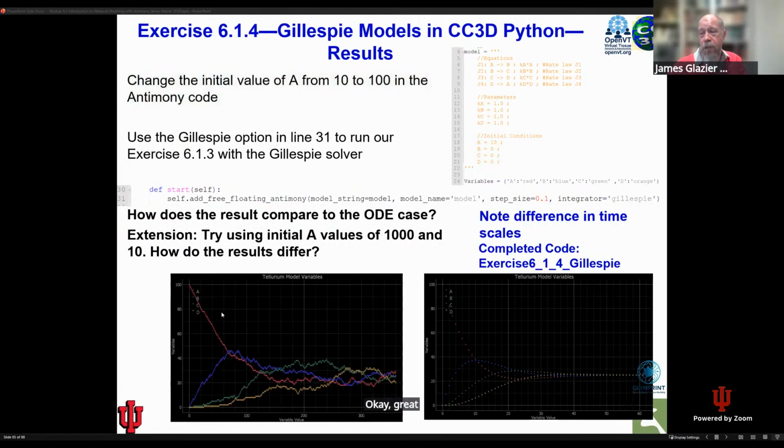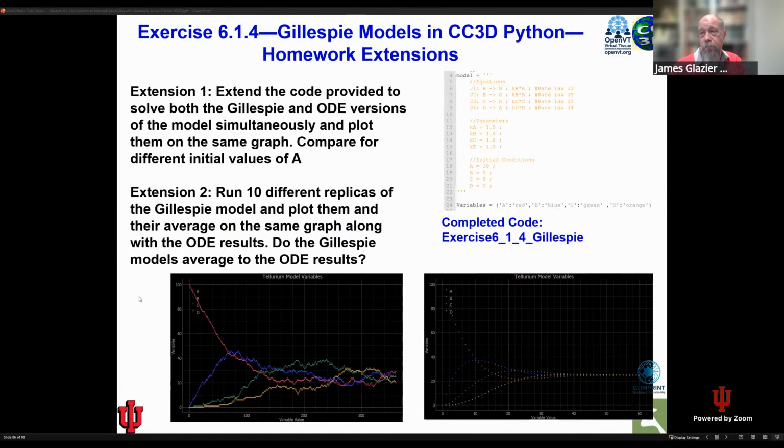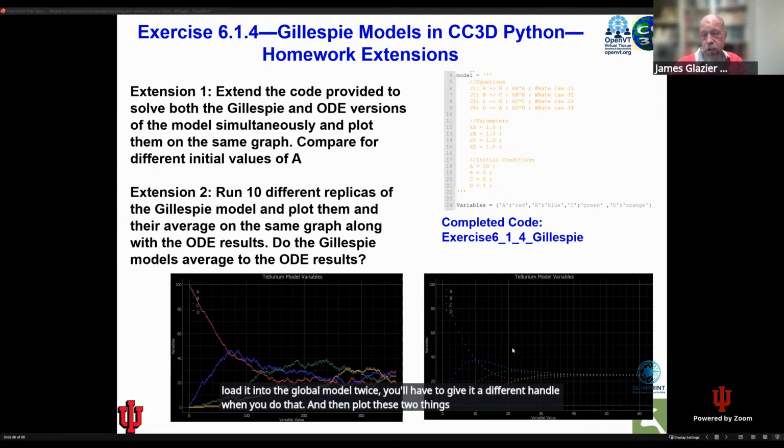Okay, great. So here were my results. This was the ODE result. Here was the Gillespie result starting from a value of 100. As a homework assignment, you could take this same model, load it into the global model twice. You'll have to give it a different handle when you do that. And then plot these two things on top of each other to compare them.